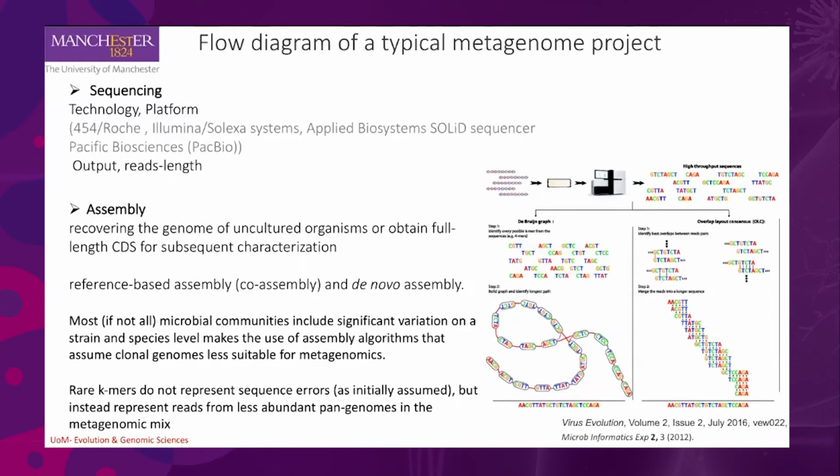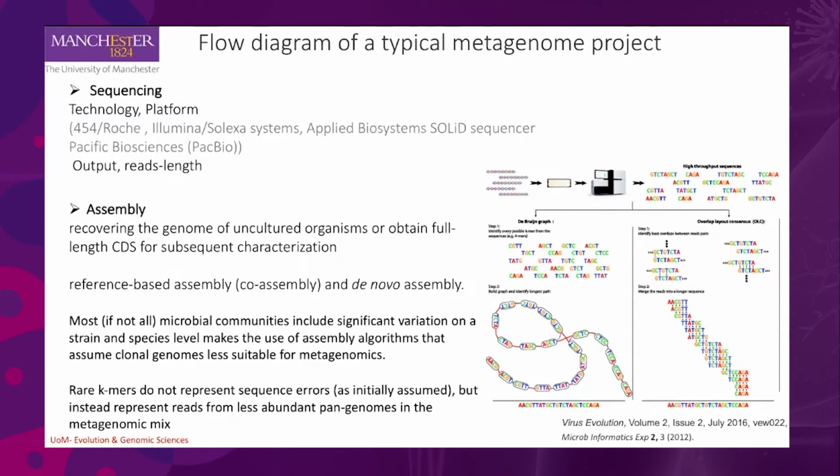For the assembly, I will not go through all the different options we have, but the assembly process refers to recovering the genomes of uncultured organisms, or obtaining full-length CDSs for subsequent characterization. There are different ways that we can assemble genomes. They can either be reference-based assembly or co-assembly, or they can be de novo assembled genomes.